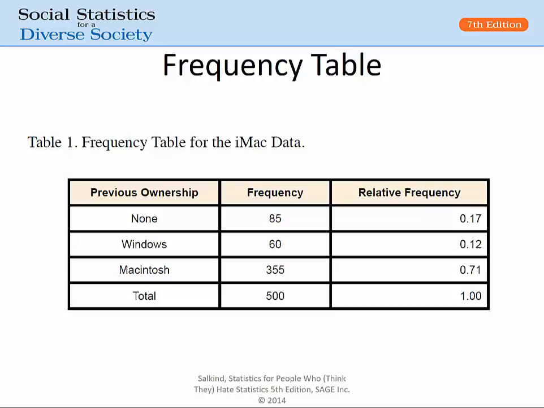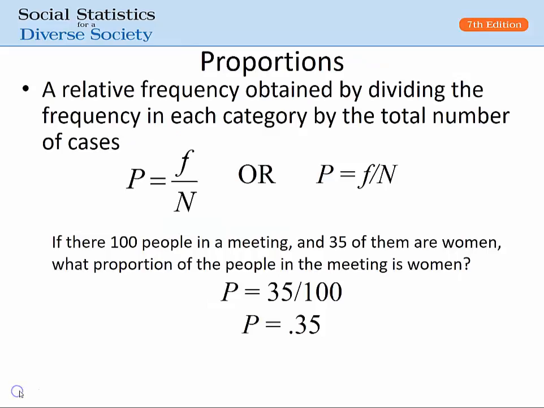And then we can see the total is 500, and the total, if we add up all of those relative frequencies, they add up to 1. So again, to explain proportions, a proportion is simply a relative frequency that we get by dividing the frequency in each category by the total number of cases. And the formula for it is P equals F over N. And so that would be P equals F divided by N, or another way of writing it is P equals F slash N, which means the same thing.